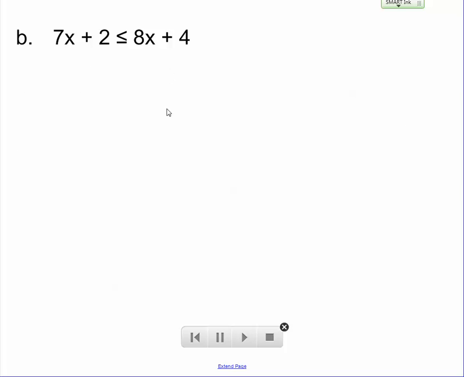Okay, we get another one. Oh boy, this time we got variables on both sides. See that 7x and that 8x? Well, you guys learned how to do this even in 7th grade with equations, and now we're just doing inequalities. So I want to get all the x's moved down to the left side. So I can do that by subtracting 8x from both sides. That'll cancel out the 8x's on the right, and on the left I've got 7x minus 8x is negative x.